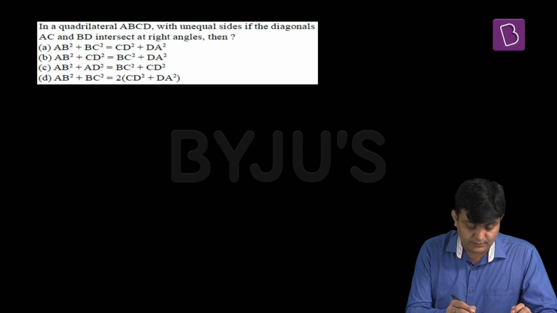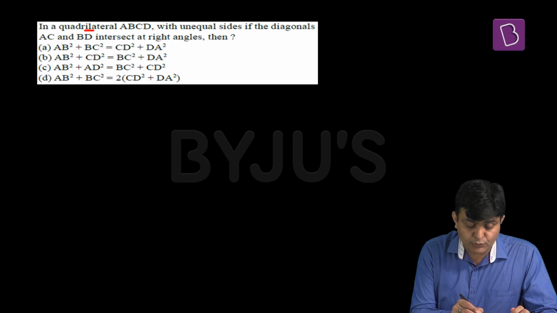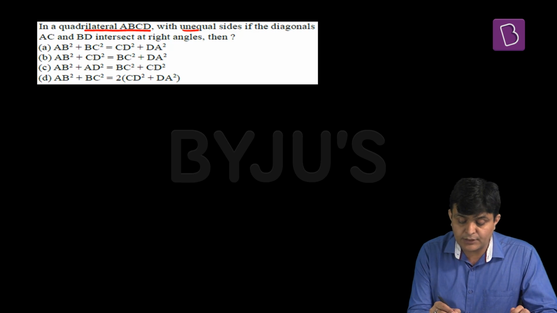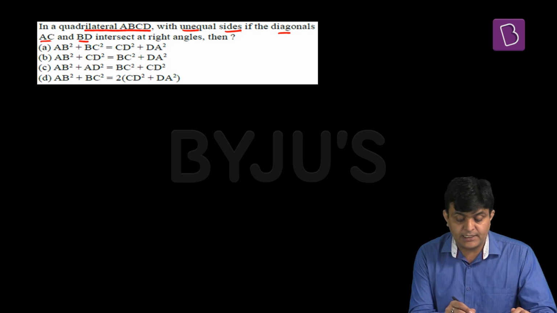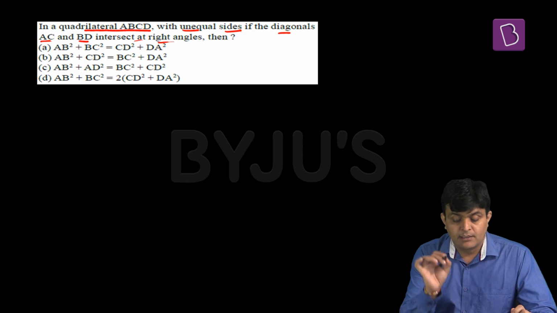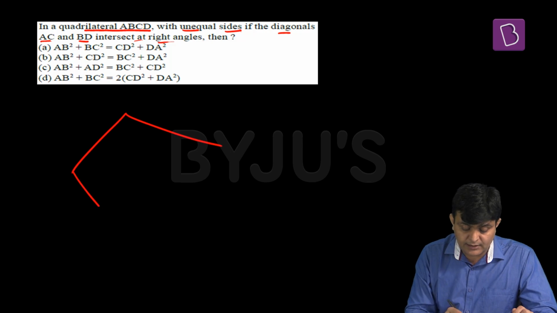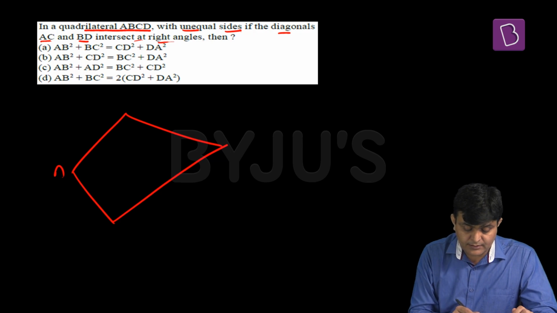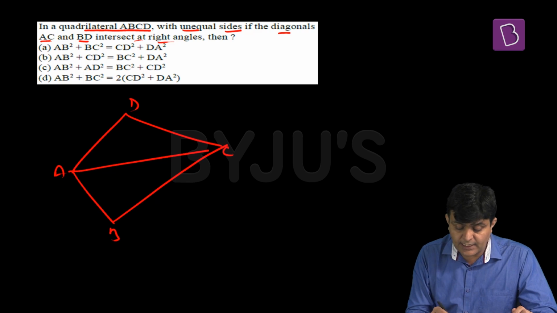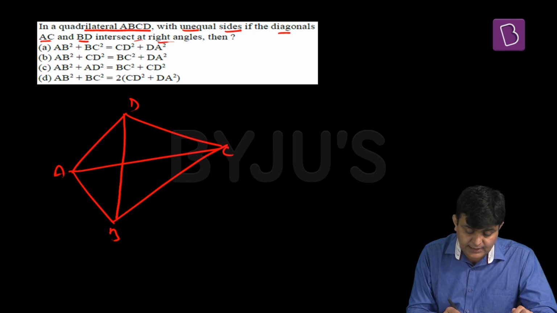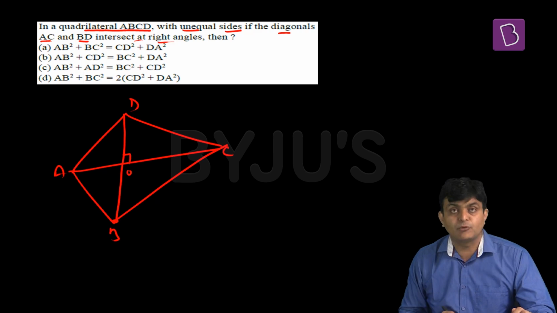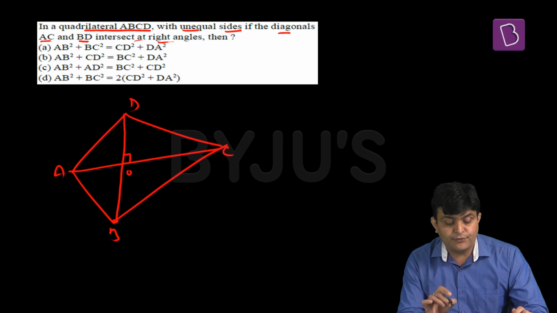Now another example: in a quadrilateral ABCD with unequal sides, the diagonals AC and BD intersect at right angles. Sides are unequal. Take any quadrilateral A, B, C, D, but the diagonals intersect at a right angle at O. This is given to us. So which of the following is true?